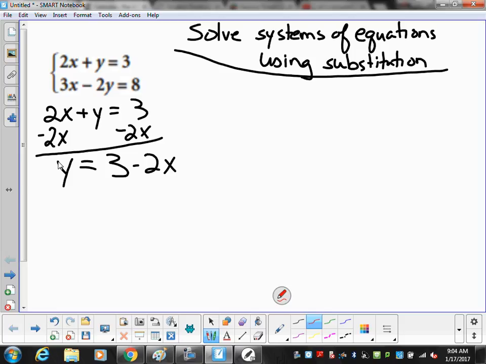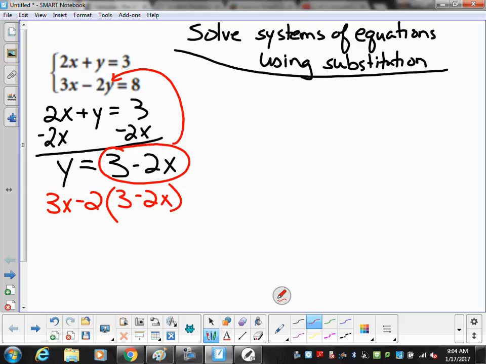Alright, so now that I know what y is equal to, it's 3 minus 2x. I'm going to plug that in for y in that equation I didn't solve. So since the second equation is the one I didn't touch, that's what I'm going to replace the y in. So I'm going to rewrite that second equation now as 3x minus 2 times, instead of y, I'm putting what y is equal to, 3 minus 2x.